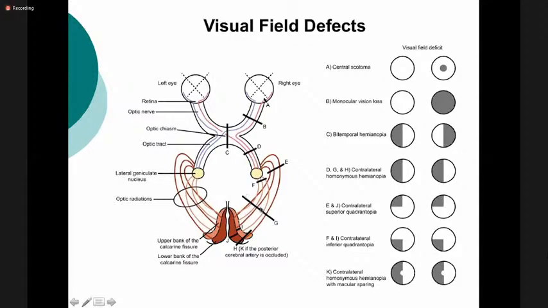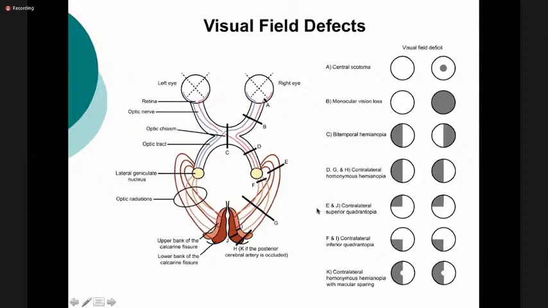tracts, there's a lesion there, it's going to affect the contralateral hemifields of the opposite eye, as well as the right eye, the nasal aspect. So you're going to have what is called a homonymous hemianopia, and this is depending on where the lesion is, whether it's an ischemic or a tumor or a trauma. So you're going to have a contralateral, what you call a homonymous hemianopia.